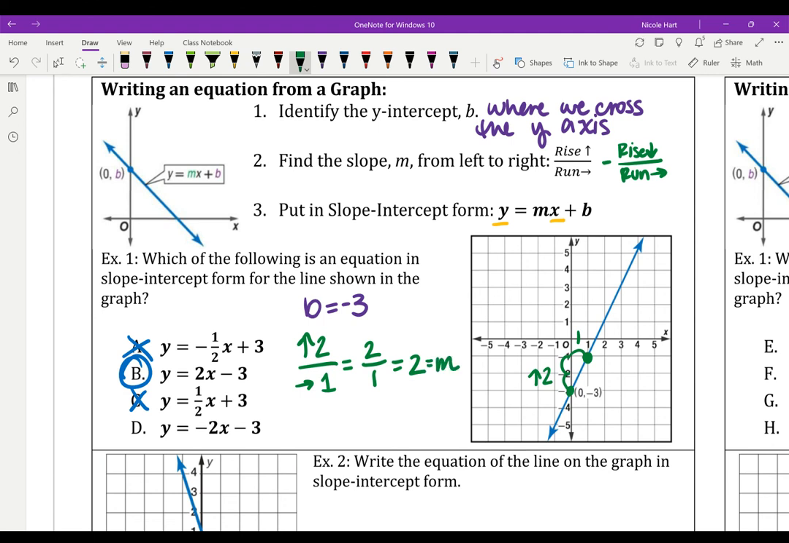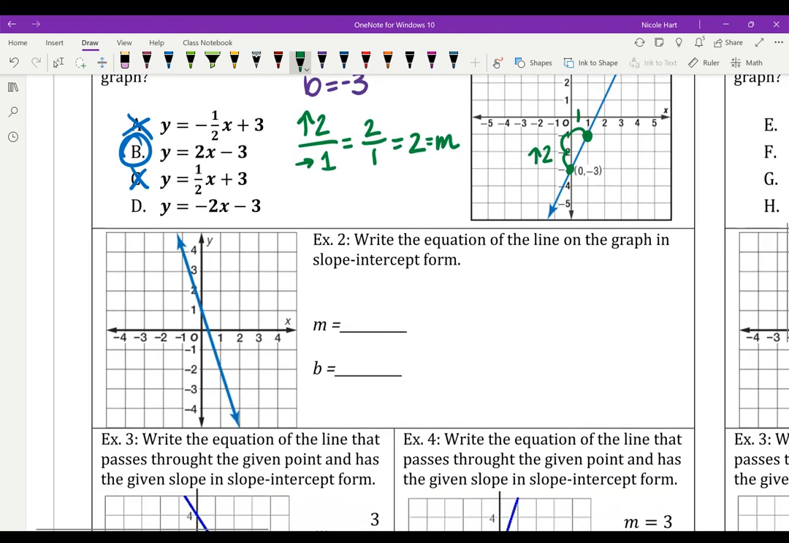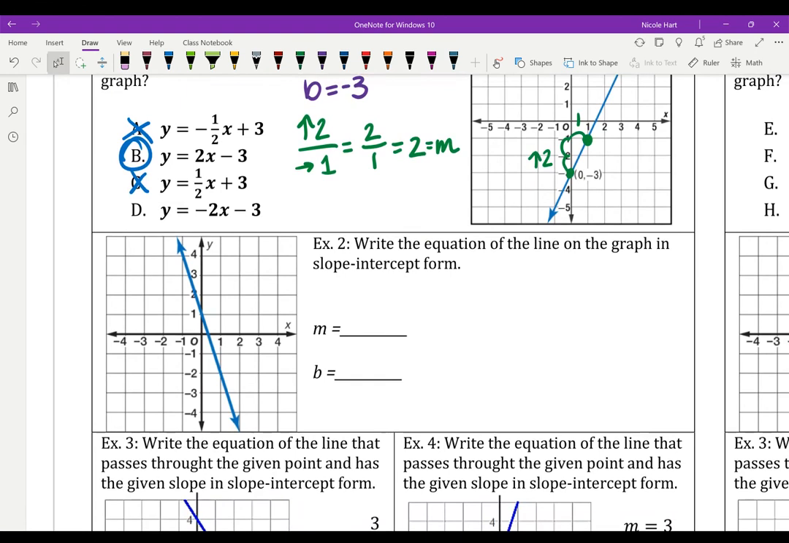Okay. Example 2 here is not multiple choice. We're going to do all the steps. So the first thing we're going to do is find our y-intercept. So I look and see where we are crossing that y-axis. And so our b, or y-intercept, is +1.